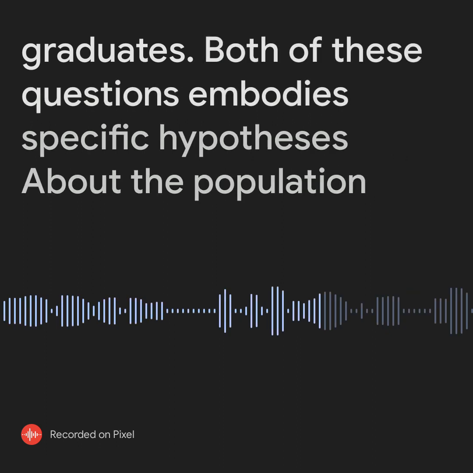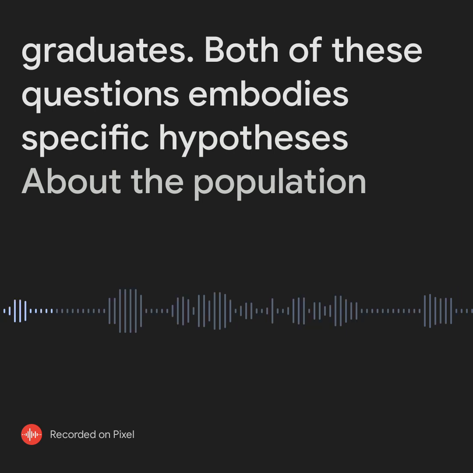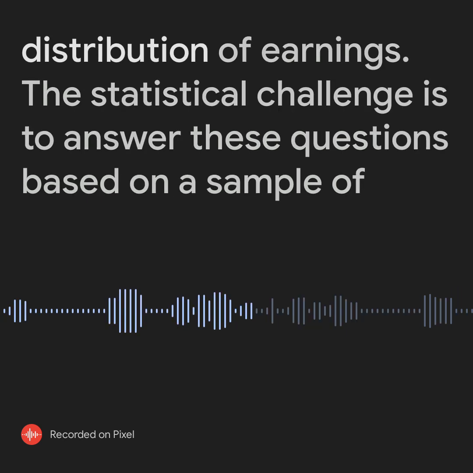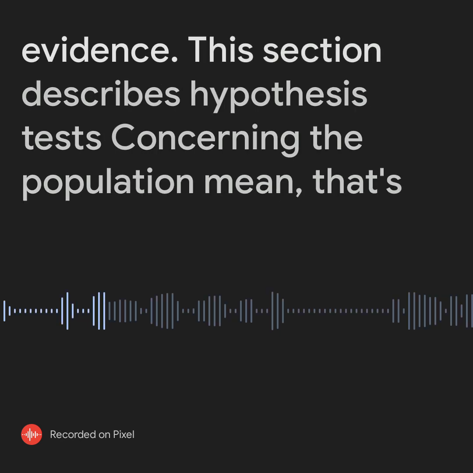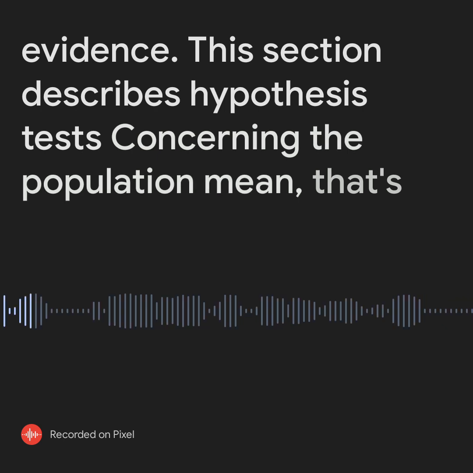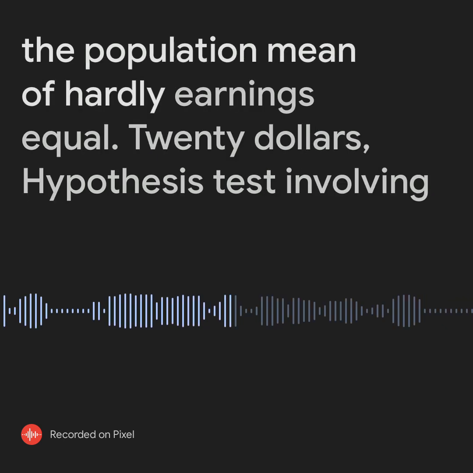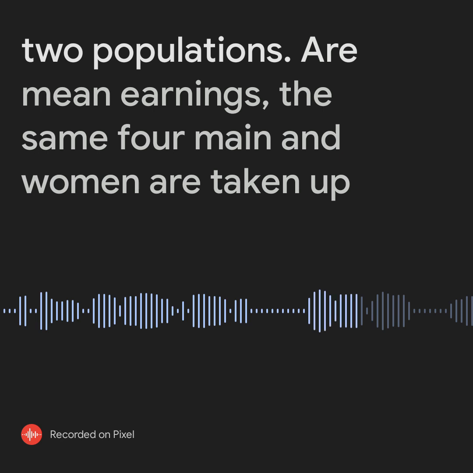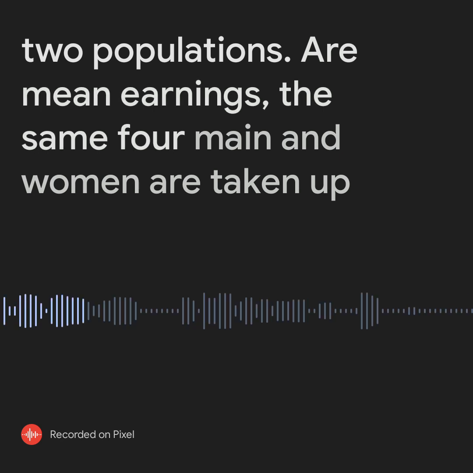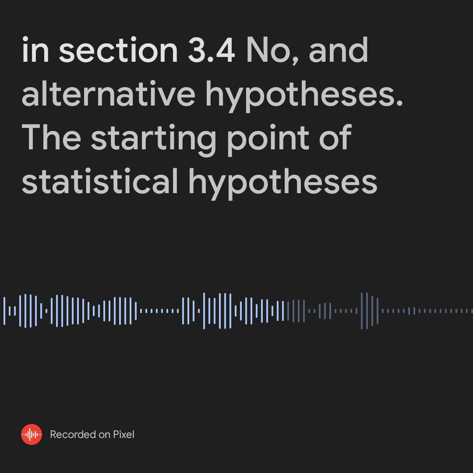Both of these questions embody specific hypotheses about the population distribution of earnings. The statistical challenge is to answer these questions based on a sample of evidence. This section describes hypothesis tests concerning the population mean: does the population mean of hourly earnings equal $20? Hypothesis tests involving two populations, are mean earnings the same for men and women, are taken up in section 3.4.